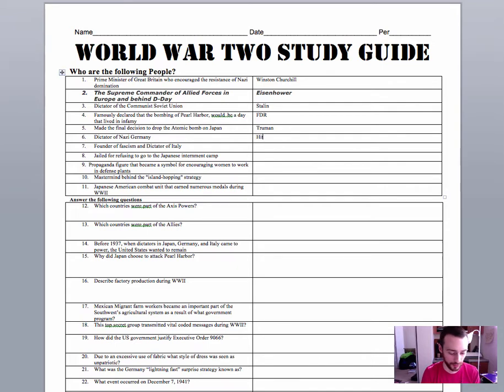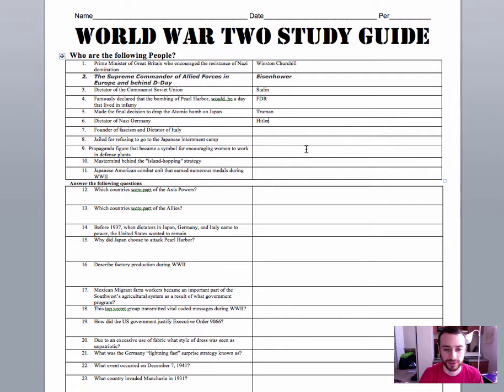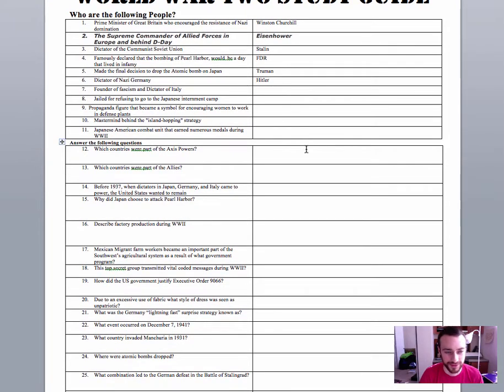The dictator of Nazi Germany. If you get this question wrong in the test, oh my goodness, I'm gonna feel like the worst teacher ever. That is Hitler. Number 7, founder of fascism and the dictator of Italy. That is Mussolini.